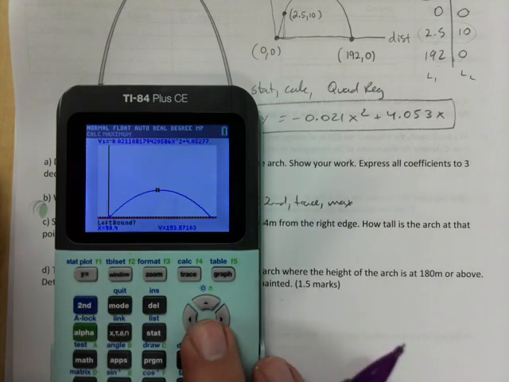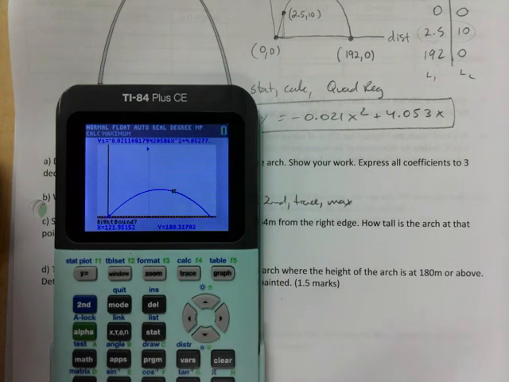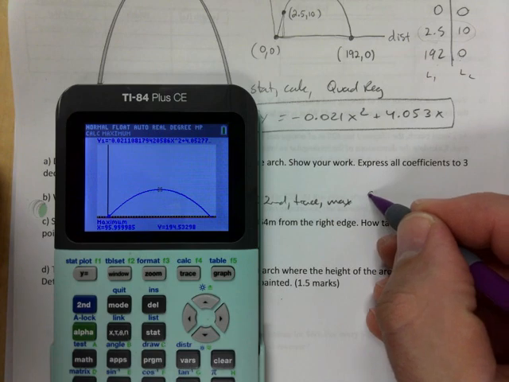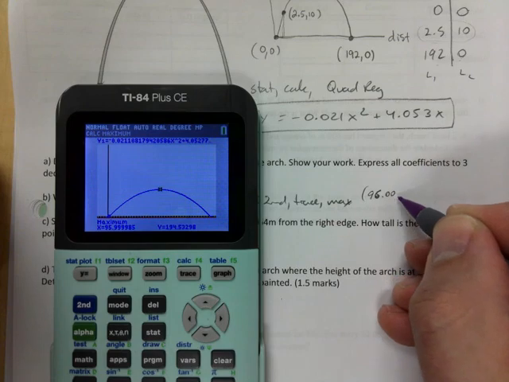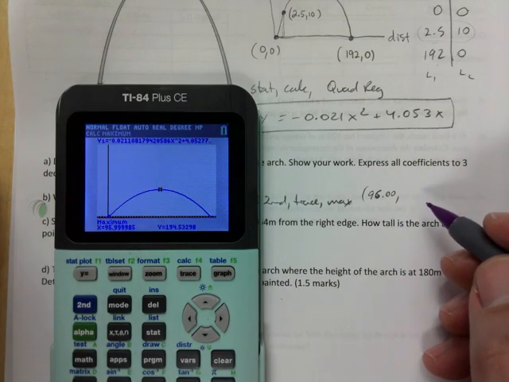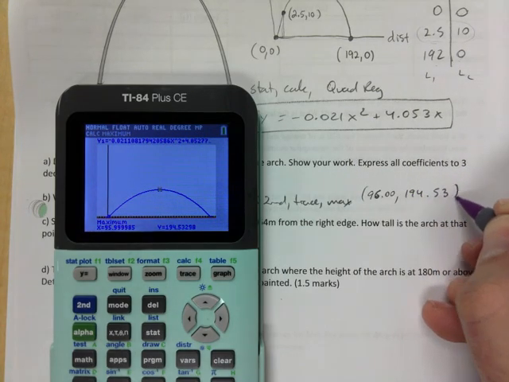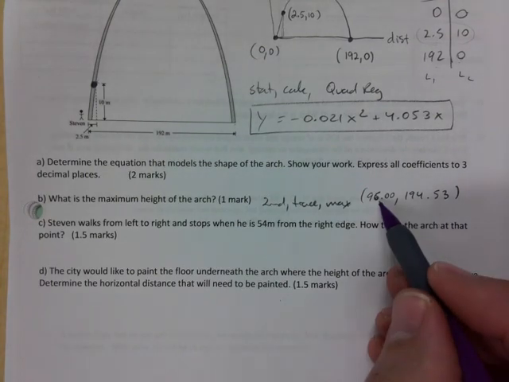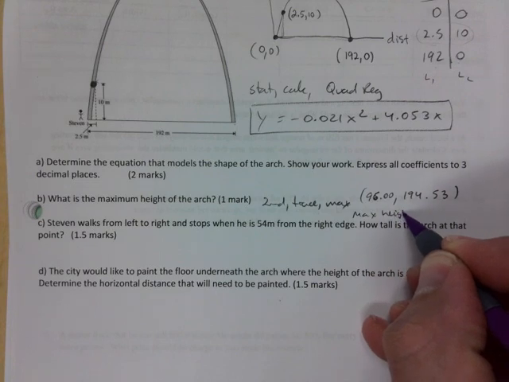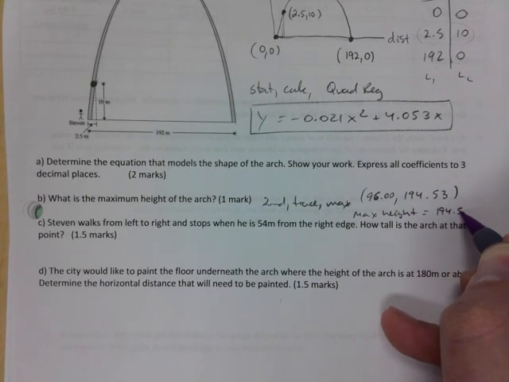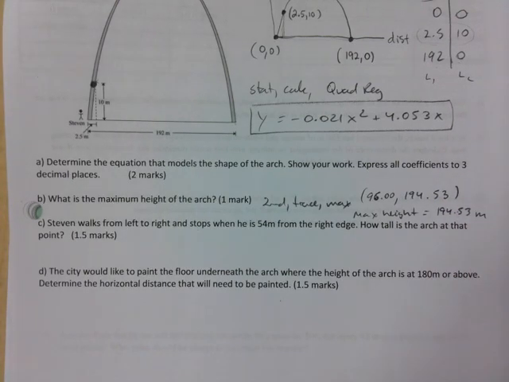And now let's go ahead and find our max. Go to the left of it. Go way past it to the right. Enter, enter. And so we've got 96. And this is 194.53. Right, and now you need to know what's what. This is distance. This is the height. So max height is 194.53, and we are in meters. That gives us the maximum height right there.